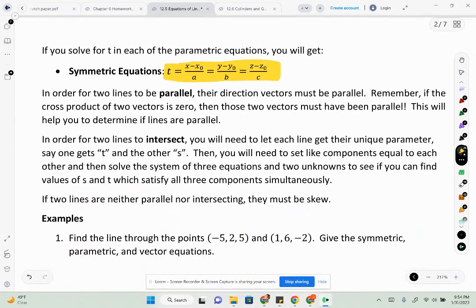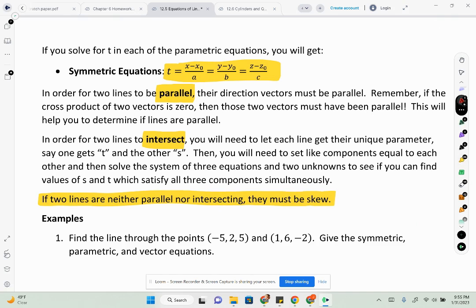Now, sometimes we'll be asked questions about whether our lines are parallel or they intersect. So we have to know what we would do to determine if they're parallel or to determine if they intersect. We also need to know that if two lines are neither parallel nor intersecting, then we call them skew, because they have no real relationship. Okay, so in order to know if two lines are parallel, we need to look at the direction vectors. The direction vectors are parallel to the lines.